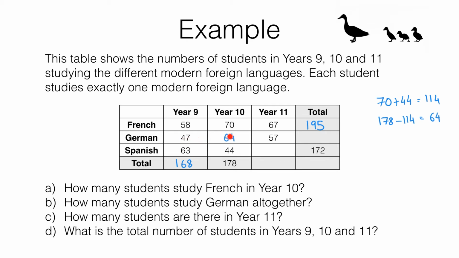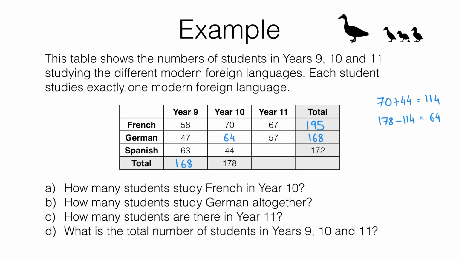Now we can quite easily work out the total number of German students across all 3 year groups. Pause the video and see if you can work that out. You should have got a total of 168. Now, it is just a coincidence that that number there is the same as the 168 here. You won't always get the same number in 2 different parts of a table.